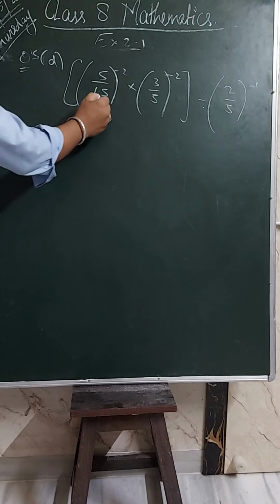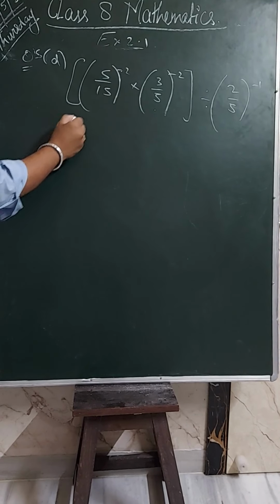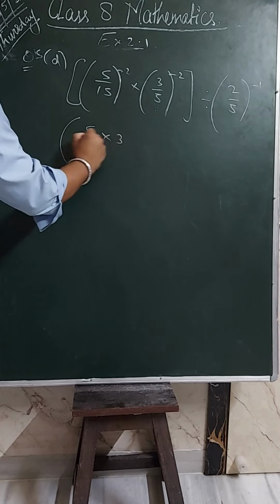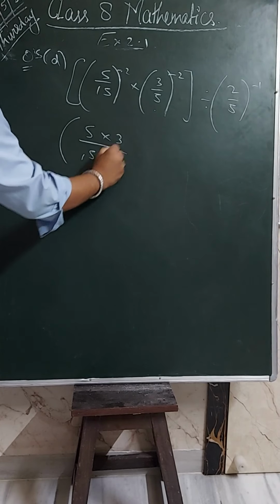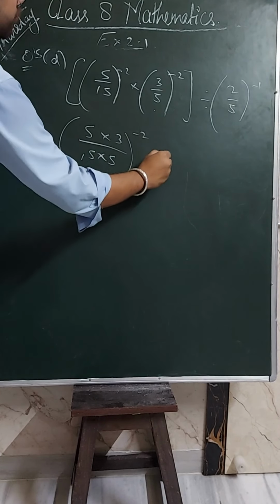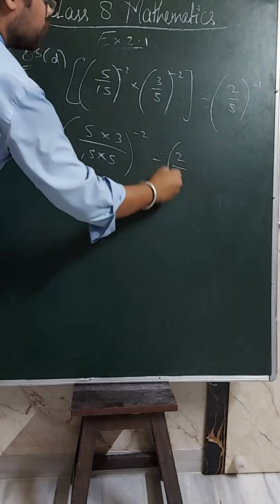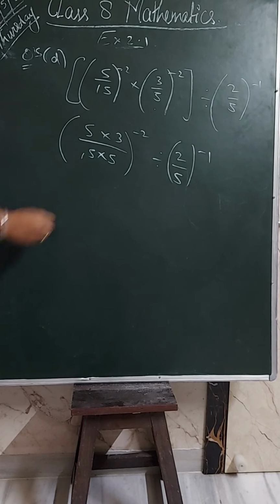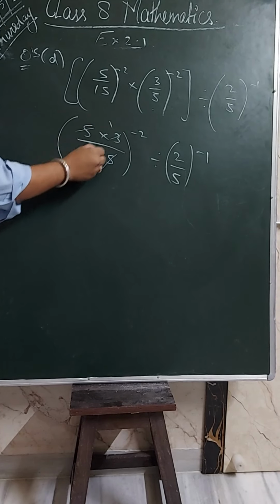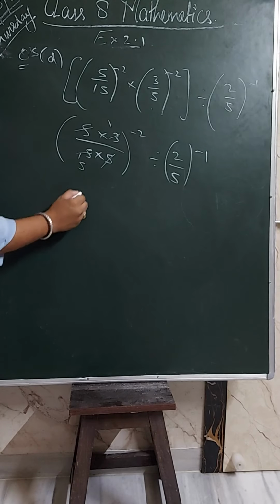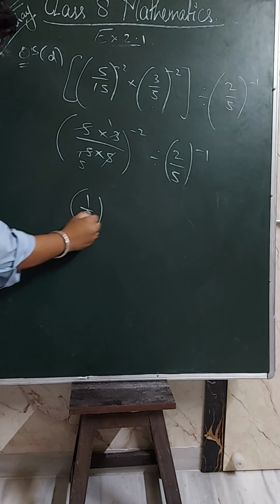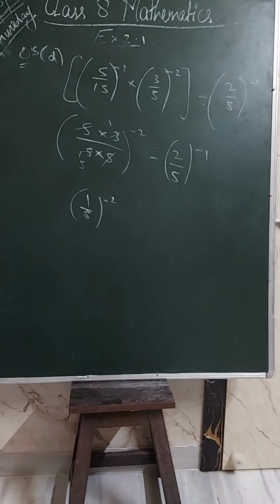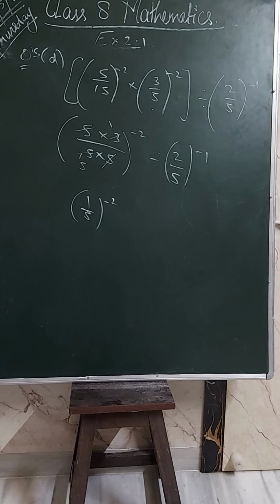So first one, I will use the property where the power will be the same. So what we can write: 5 into 3 upon 15 into 5, same power will be there, minus 2, and divide by 2 upon 5 whole power minus 1. 5 and 5 cancel, 3 ones are and 3 5s are. So here we are left with 1 upon 5 whole power minus 2 and divide by 2 upon 5.